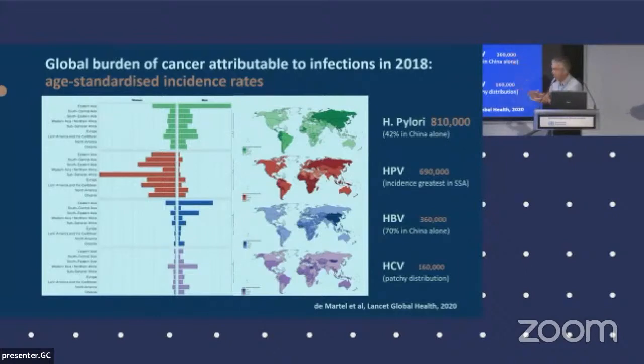HPV, very different pattern. First of all, strong association with female cancer, because it's driven by cervical cancer, and particularly high in sub-Saharan Africa rather than other places of the world. Hepatitis B, again, a strong concentration in Eastern Asia. Indeed, 70% of all burden of cancer due to hepatitis B virus occurs in China alone, primarily driven by liver cancer. And again, on the left, you can see that hepatitis B-related cancer always has higher incidence in men than women.